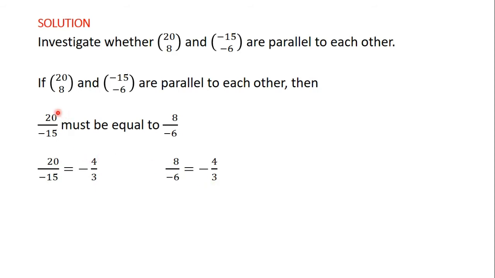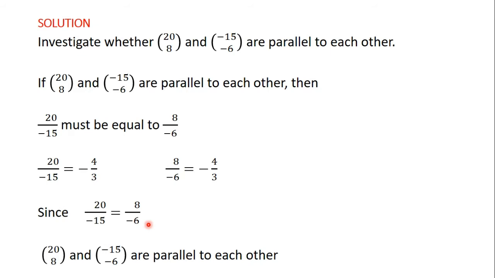So it means that 20 divided by minus 15 is the same as 8 divided by minus 6. So we can say that since 20 divided by minus 15 is equal to 8 divided by minus 6, the two vectors are parallel to each other.